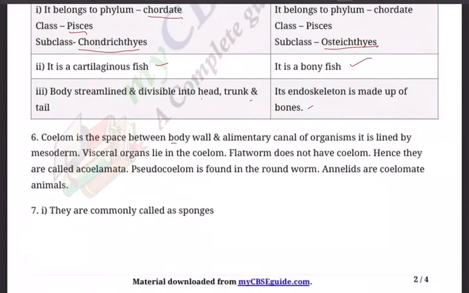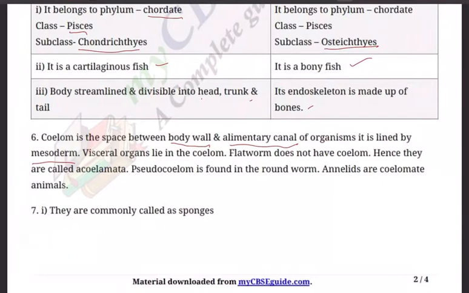Question 6. Coelom is the space between the body wall and alimentary canal of the organisms. It is lined by mesoderm. So it is between the body wall and alimentary canal. It's like a cavity. These visceral organs lie in the coelom. That's why we call it the body cavity.